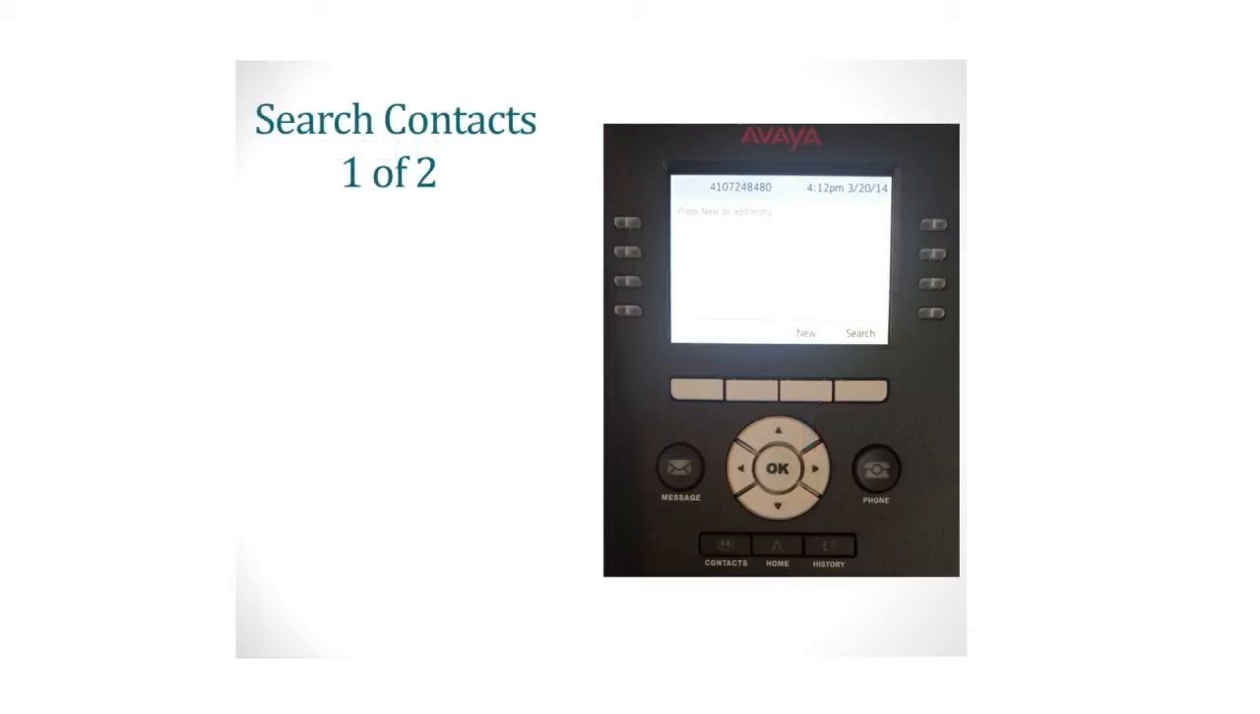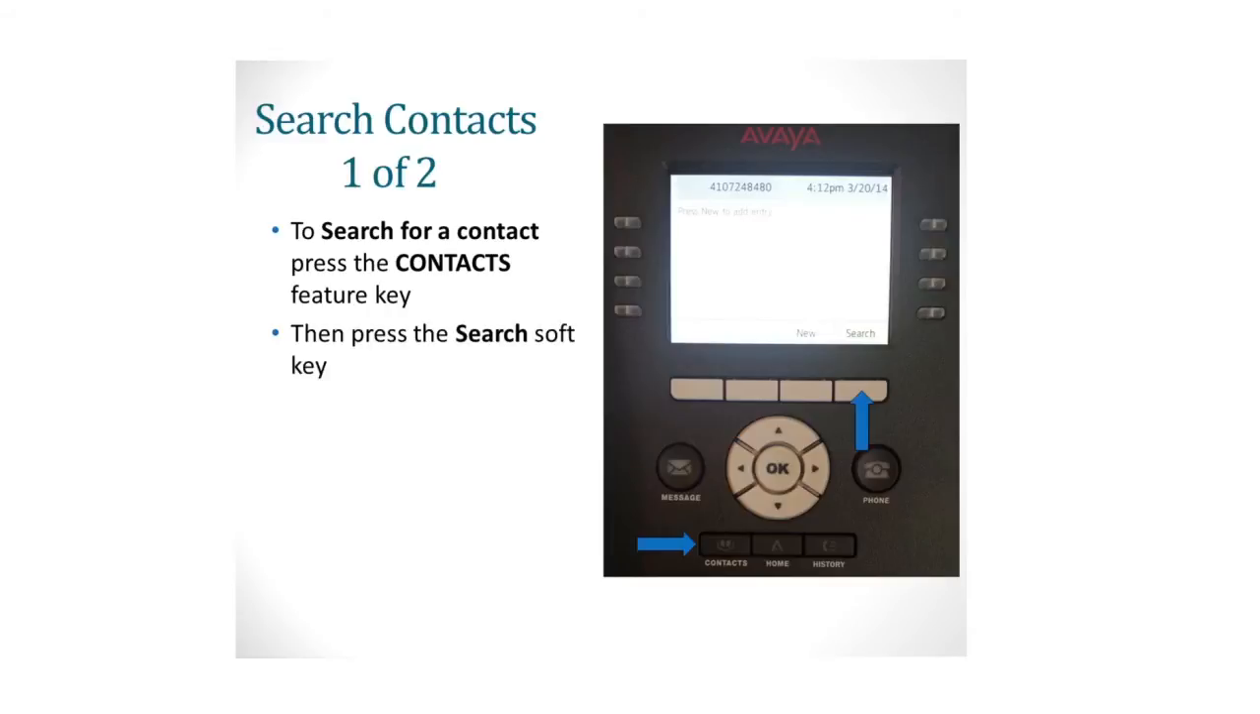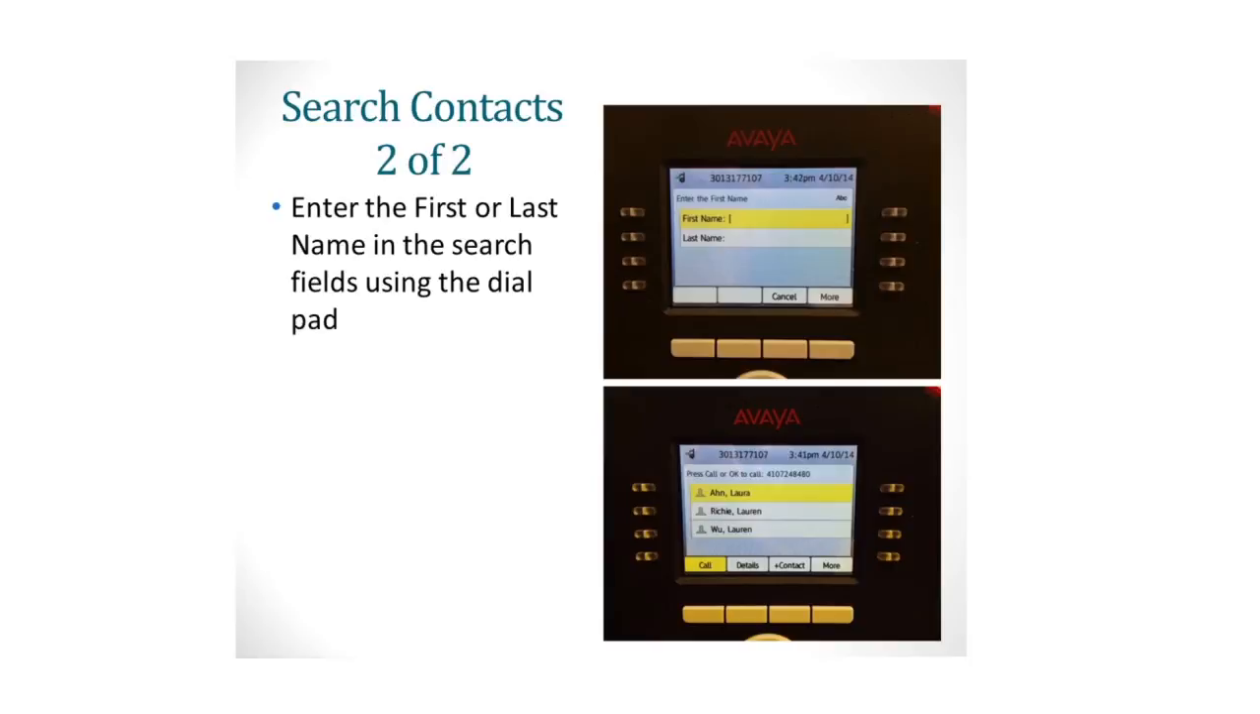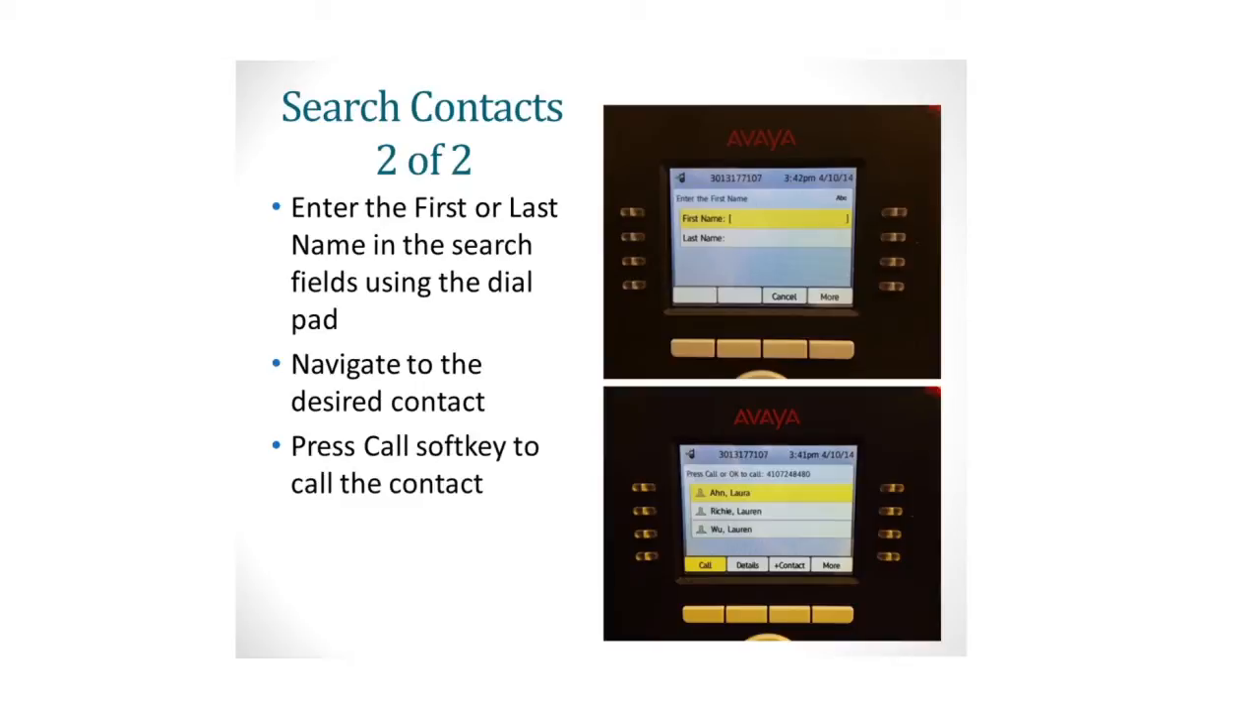In order to search for a contact, press the Contacts button and then the Search soft key to enter the search mode. Once you're in the search mode, you can type in the first or last name of the user to be searched. You can also type a partial name to broaden your search. Then press the Call soft key to call the desired contact.